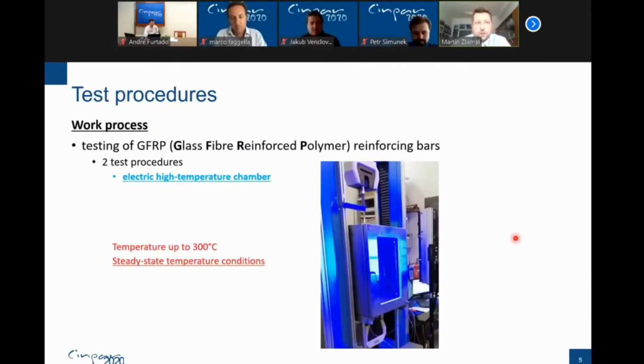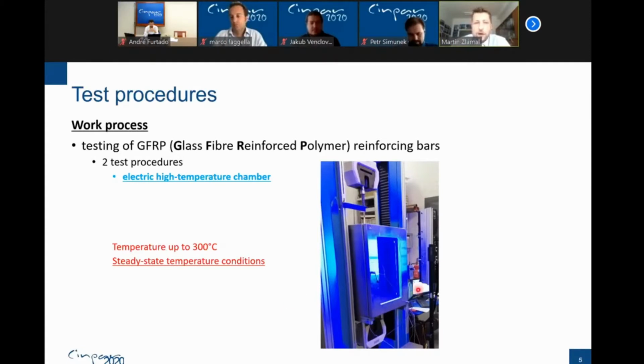We use 2 testing procedures. The first procedure is using of electric high temperature chamber. So on a picture, you may see the chamber in the loading frame. We are able to use the temperature up to 300 degrees in this chamber. And for the testing, we use the steady state temperature conditions. So it means that in the first step, we apply the temperature, and in a second step, we apply the loading on reinforcing bars.